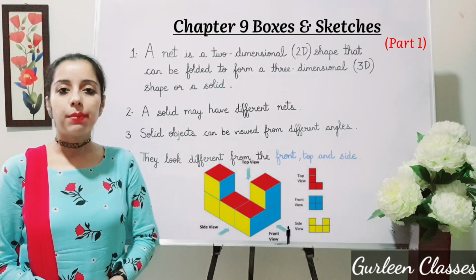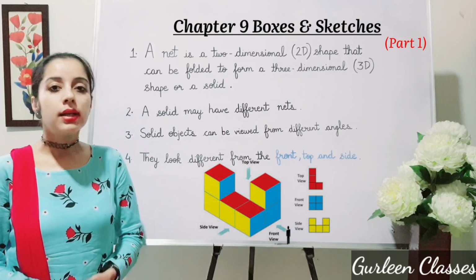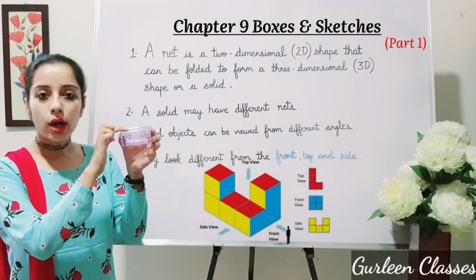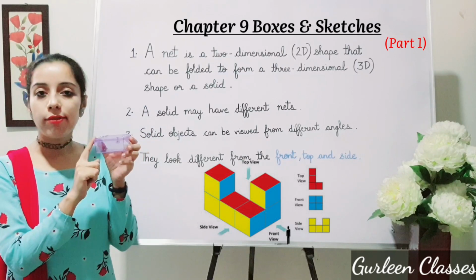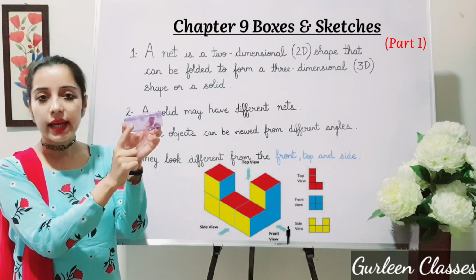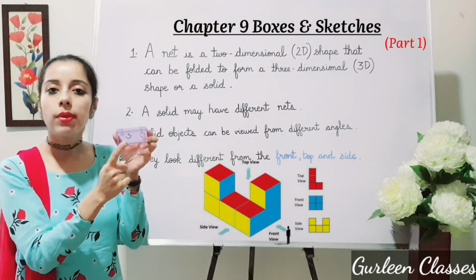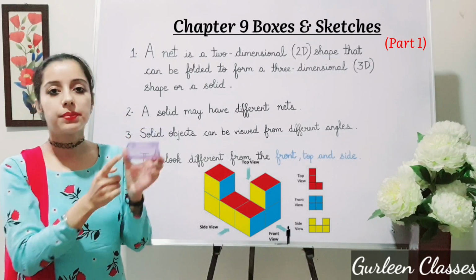Solid objects can be viewed from different angles. For example, here you can see a solid object, this is a cuboid. It looks different from the front, top and side. It looks different from the front view, top view and side view.